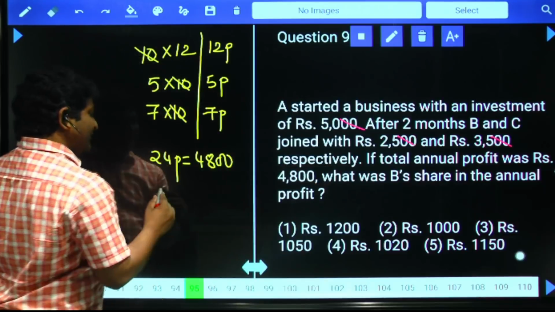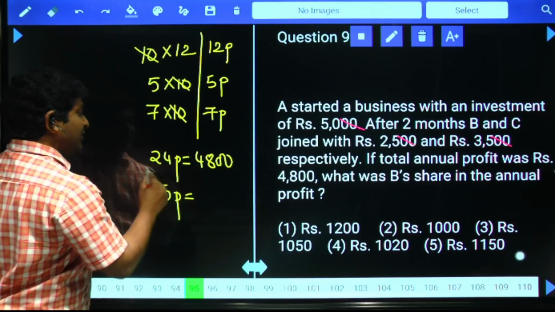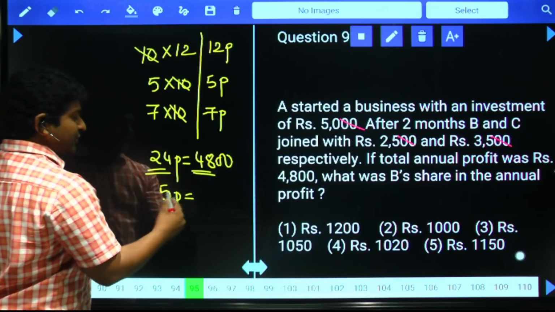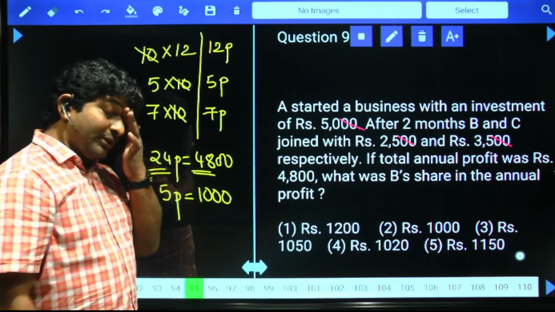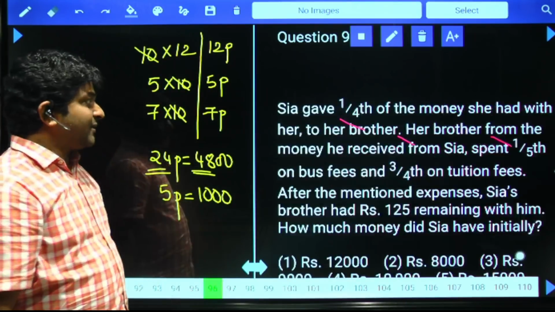B's share is 5 parts, that is equal to how much? 24, 2 times 2 zeros, 5 2 times 2 zeros. 1000 is our second option. 1000, second option, final answer.